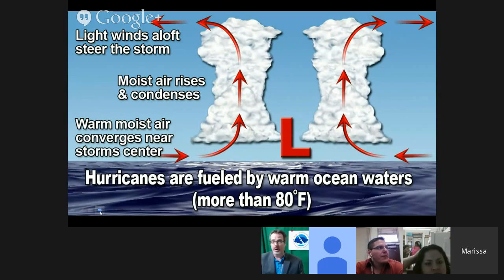It sucks the air into the middle of it. That air converges, it rises, it condenses out, and you get these walls of clouds and storms. And generally, the winds aloft aren't that strong at all. So hurricanes tend to move at a fairly slow pace.